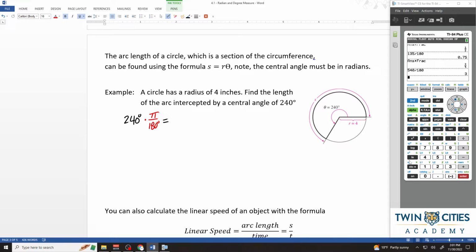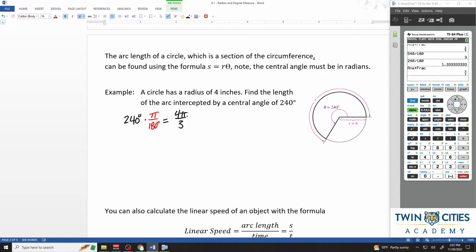On my calculator, I'm going to do 240 divided by 180. This gives me 1.3 repeating. As a fraction, math, enter, enter. This is the same as 4 over 3, so this is 4 pi over 3.